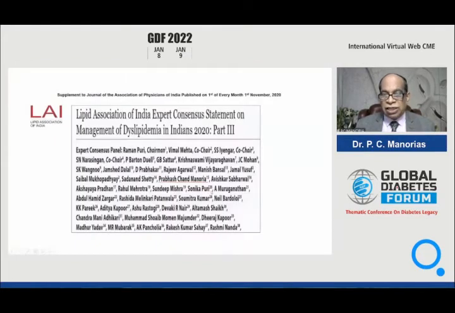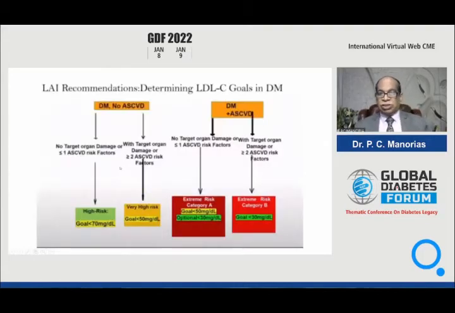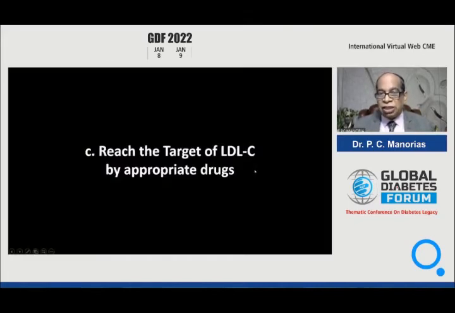But the lipid association, as you can see, in 2020 published new guidelines, and their target in the extreme risk group category A, which I showed, is less than 50, optional goal is less than 30, and category B it is less than 30. And this is the lipid association guideline that if you are a diabetic and no ASCVD, no target organ, or less than 1 ASCVD risk factor, the target is less than 70. If you have a target organ damage, or more than 2 risk factors, 50. But if you have an ASCVD with diabetes, which is a high risk, extreme risk, less than 50, or if you have it with target organ damage, it becomes less than 30.